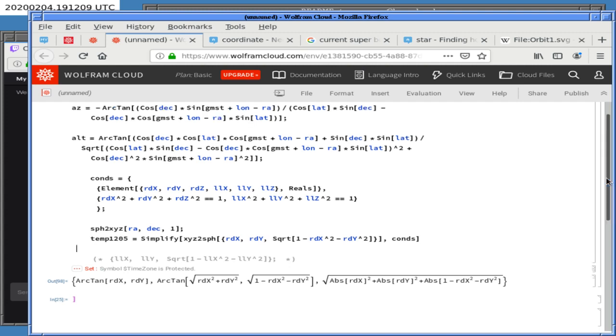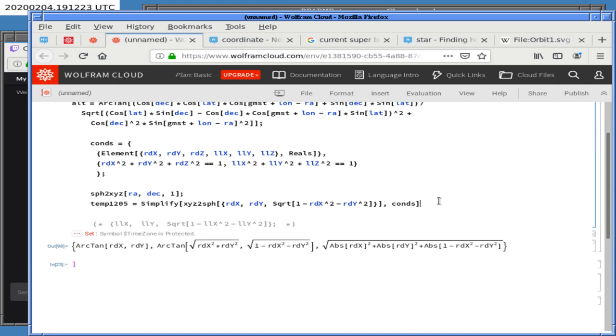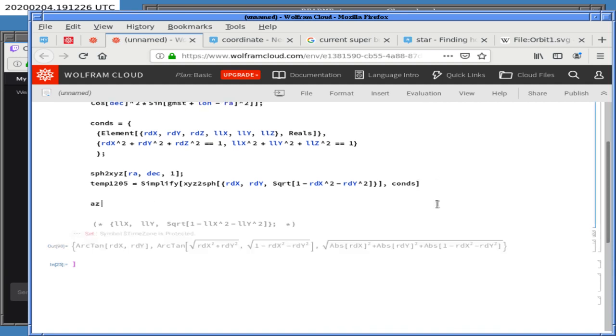Okay, so basically we know this is the declination if we're using rectangular coordinates. This is the right ascension, and this, despite the fact that Mathematica refuses to do it, is the number one. But that's not very interesting. So now we're going to say, give me the azimuth with the declination, and I'm going to call it temp 12052 because I don't really want to type that all out, and the right ascension going to temp 12051.